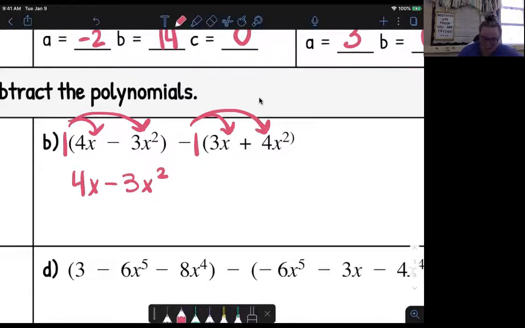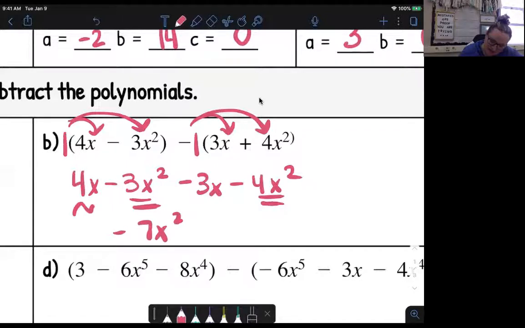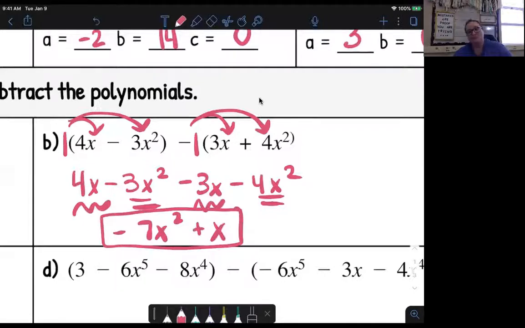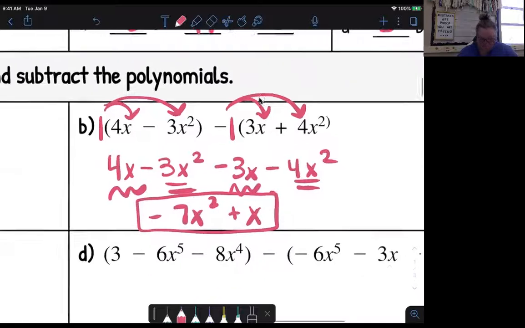Oh my goodness. So -1 times 3x is -3x. -1 times 4x squared is -4x squared. Let's combine our like terms. Let's see here. We got -7x squared, and then 4x minus 3x is 1x, or just x. Here we go. So why don't you go ahead and do the next two on your own.